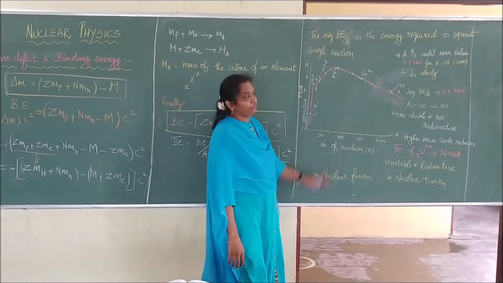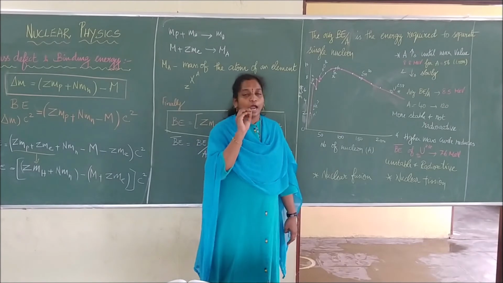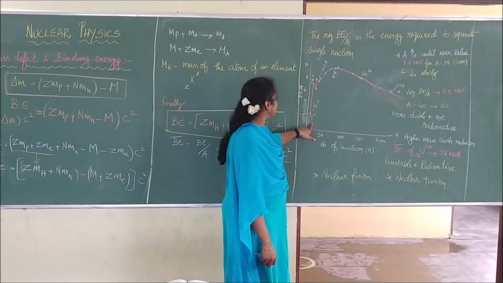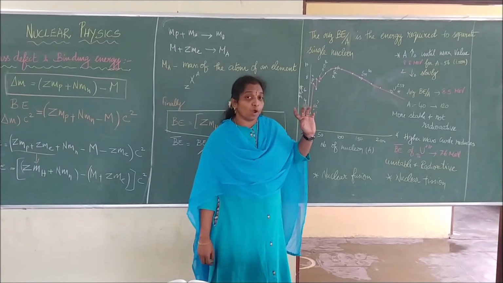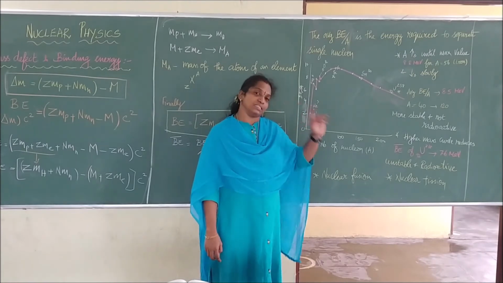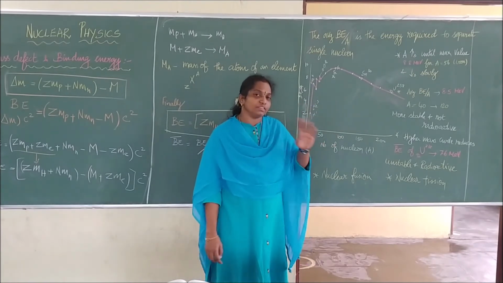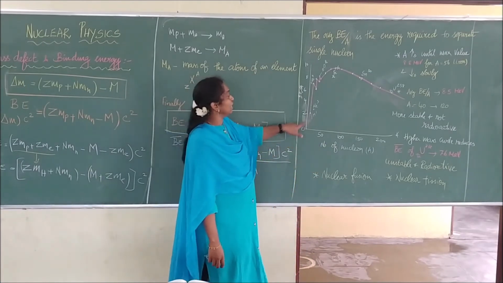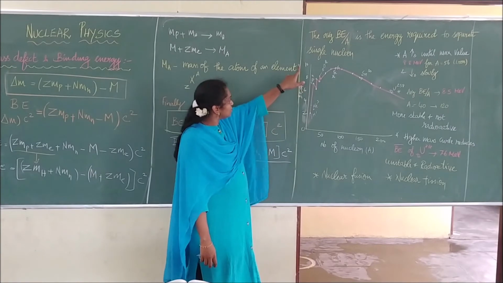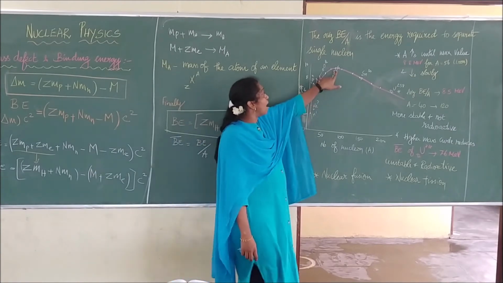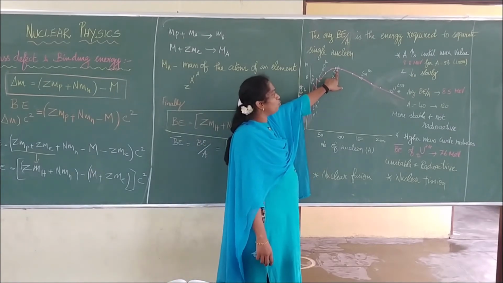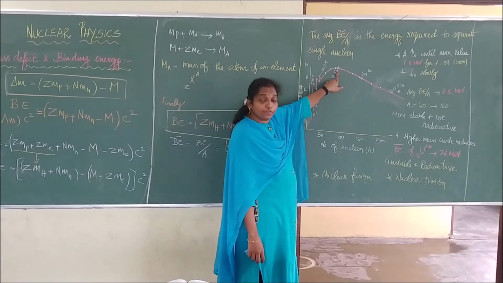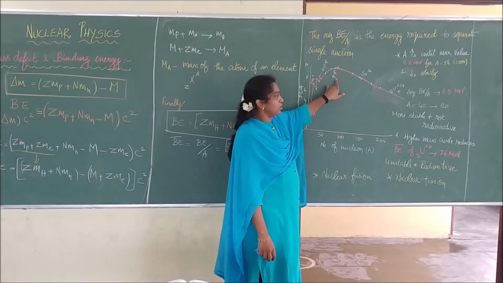So what is the curve about? A very simple idea. A stands for mass number, so we are going to represent everything in terms of mass number. When the mass number increases, the binding energy increases up to a maximum value of 8.8 million electron volt.